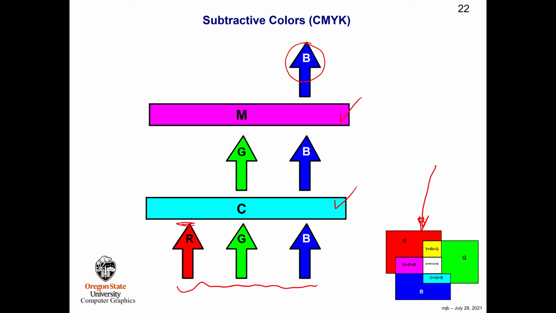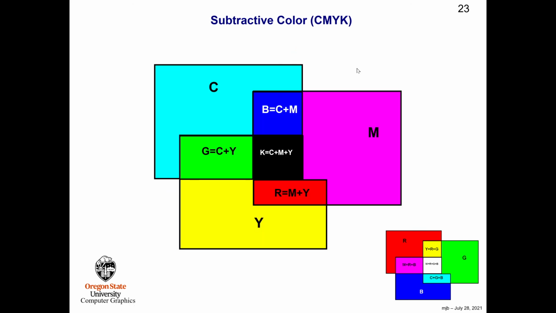And printer toners work this way, and paint works this way, like when you were in kindergarten. Color printing, all color printing, even though you may think you're sending RGB to your color printer, it's converting it into cyan, magenta, and yellow. Those are the primaries in subtractive colors. And if you mix cyan and magenta like we just did, you get blue. Magenta and yellow, you get red, and cyan and yellow, you get green.